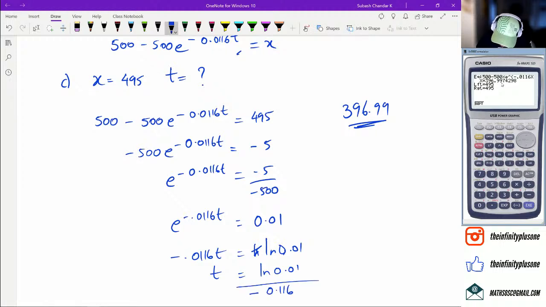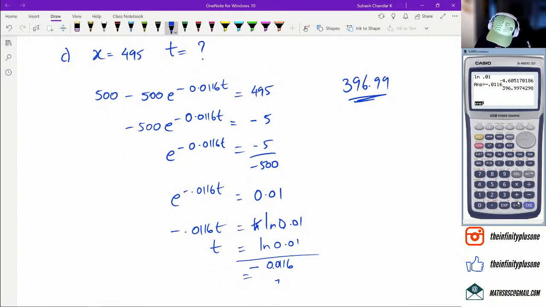something is not right here. I'm sure I've done something wrong somewhere. I don't know where. We'll figure it out. Divided by negative 0.0116. Too many zeros. Close enough. There we go. So 396.99 is what you get, which is what we actually did before as well.